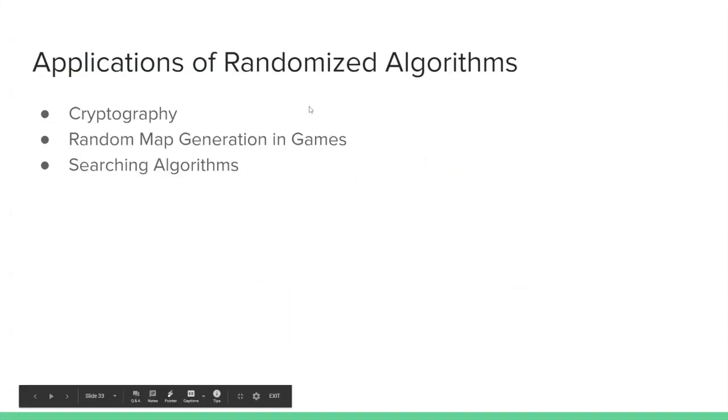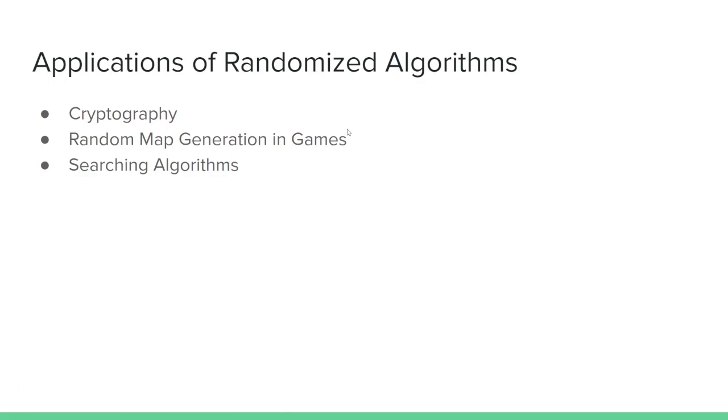Alright, so now I'll go ahead and speak about the applications and uses of randomized algorithms. We'll start with cryptography, which is encryption, random map generations within games, and searching algorithms, which have already been covered, but we'll cover more in depth as to what they're used in.